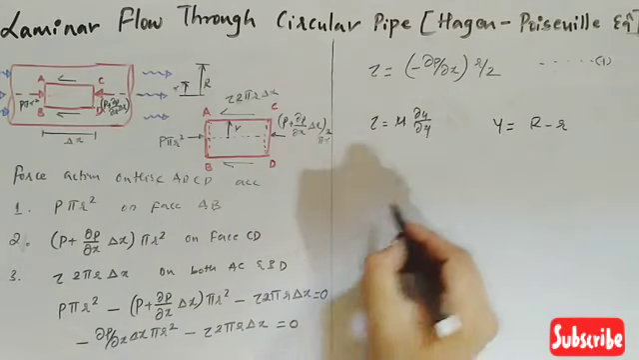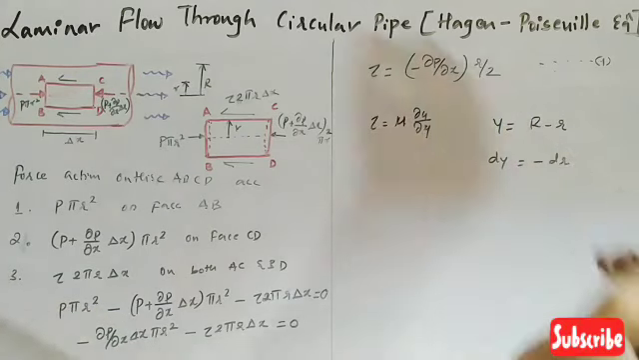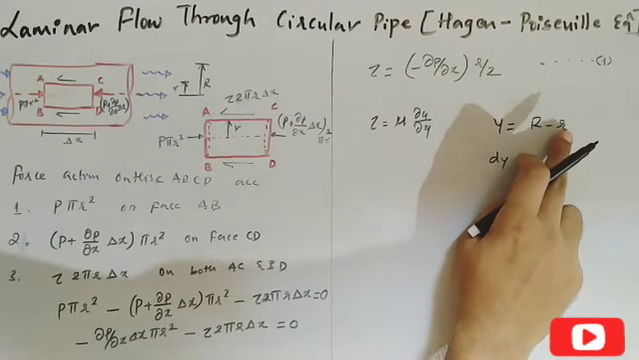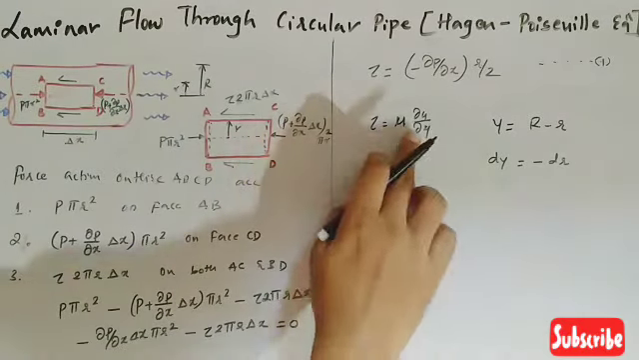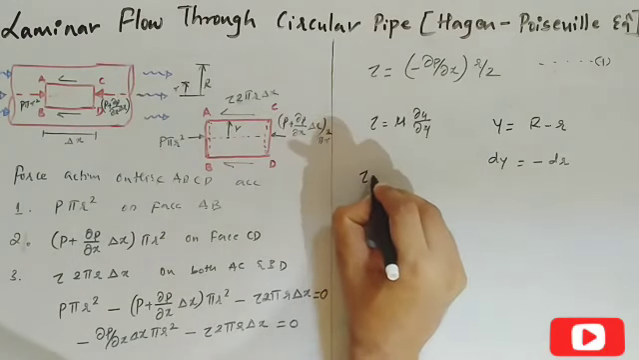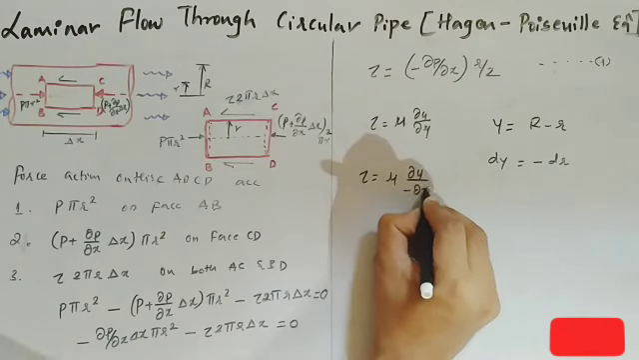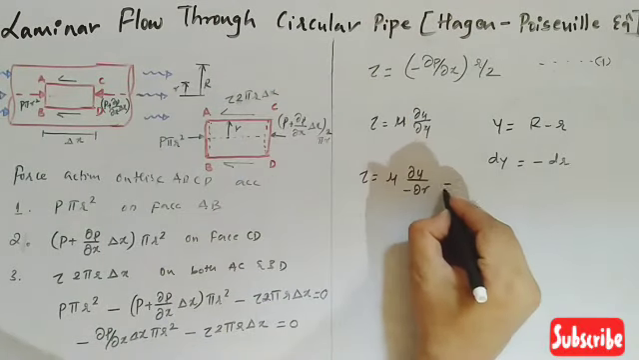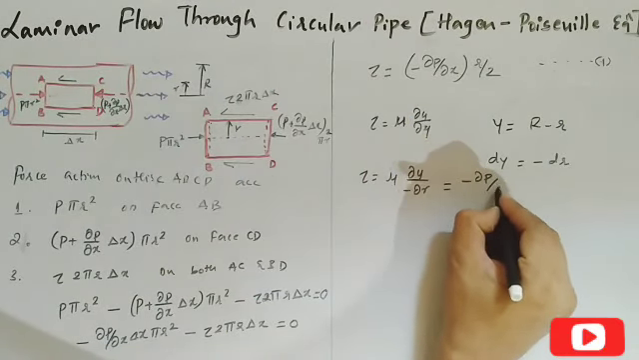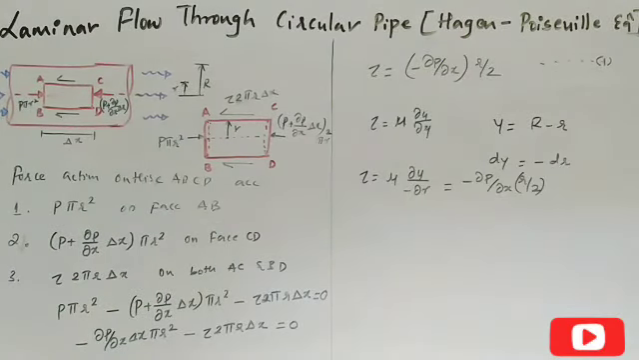Now differentiating the above equation, I will get dy equals minus dr, because this one will be the varying factor, whereas this is not varying, so that will be a fixed one. Now substitute this dy in the shear stress equation, so tau equals mu into dou u by minus dou r, which will be equal to the same equation, that is minus dou p by dou x into r by 2. So this is our shear stress equation obtained.